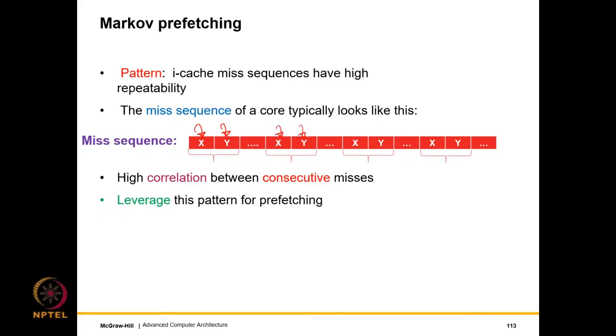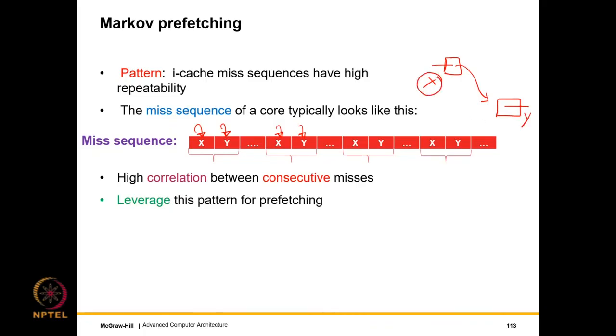And x and y need not be contiguous, right? So this can be, let's say, one function call over here that calls another function over there. There is one miss to a line over here, another miss to a line over there. In that case, there is high correlation between consecutive misses, but the addresses of the consecutive blocks where there is a miss are not necessarily contiguous. So one can be address x, the other can be another address y.